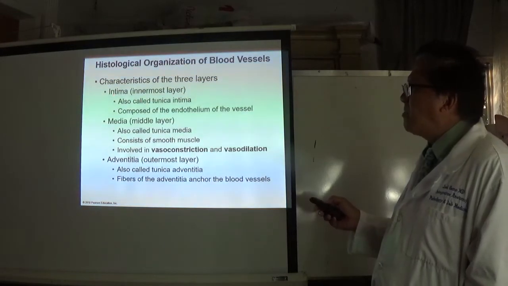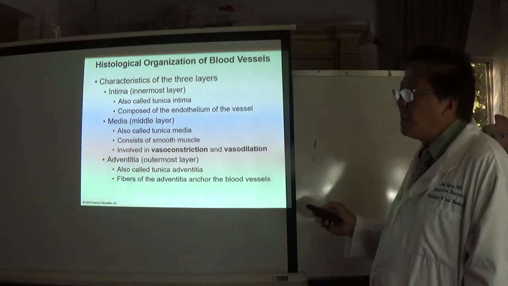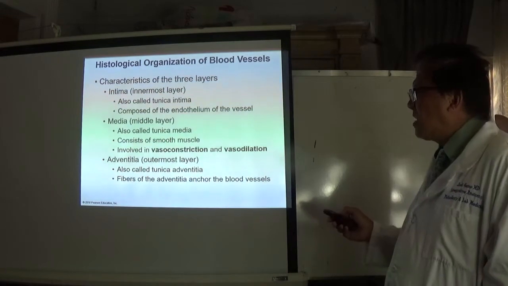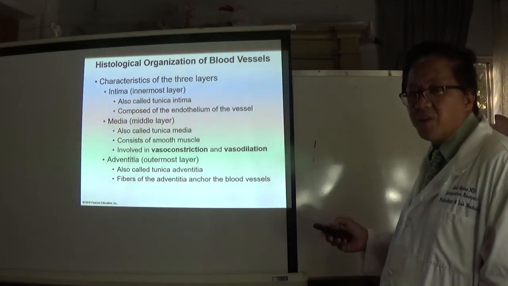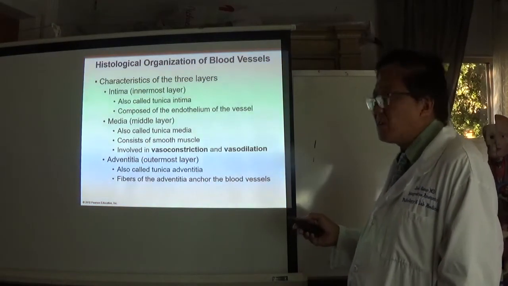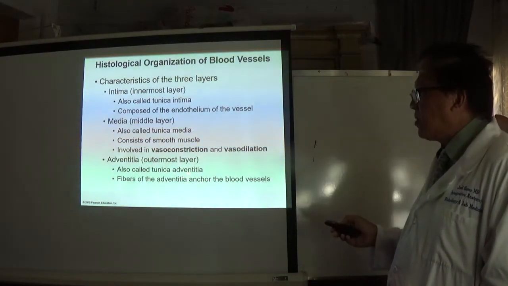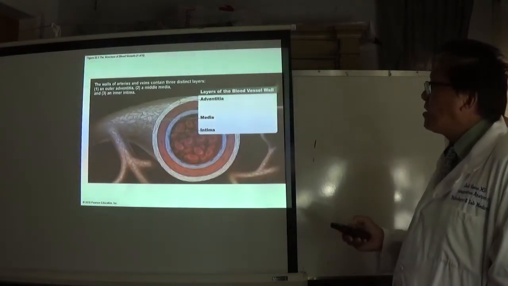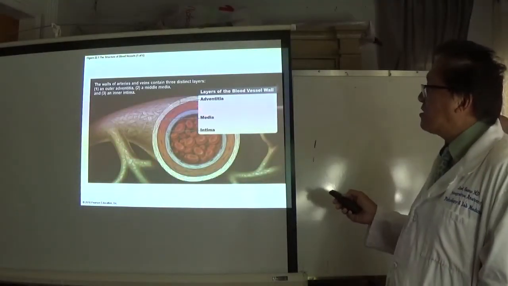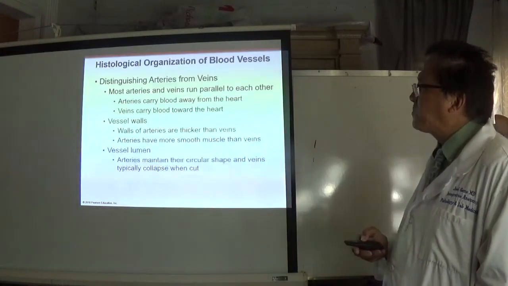So again, intima, you have the endothelium. Your media, the smooth muscle layer, which can lead to vasodilation when the smooth muscles relax, and lead to vasoconstriction or vasospasm when the smooth muscles contract. And the adventitia is where you have the elastic fibers or connective tissue fibers. So this is what is shown in the layers: the adventitia, the media, and the intima.